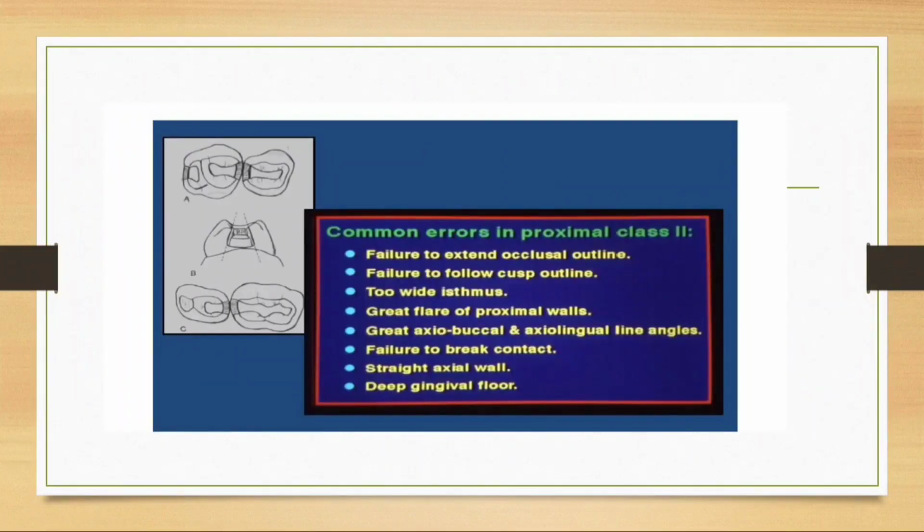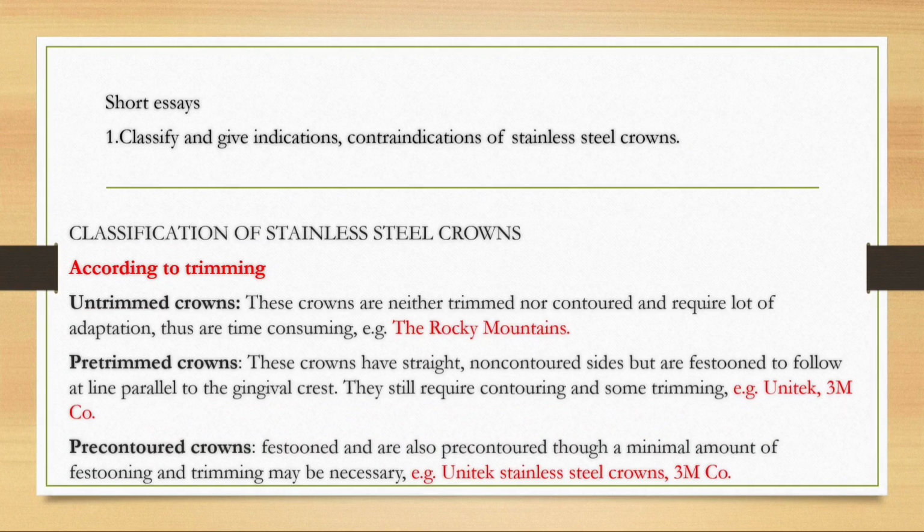So what are the common errors in proximal class 2? They are failure to extend the occlusal outline, failure to follow the cuspal outline, too wide an isthmus, great flare of proximal walls, great axiobuccal or axiolingual line angles, failure to break the contacts, straight axial wall or deep gingival floor. These can be the common errors in proximal class 2 preparation.